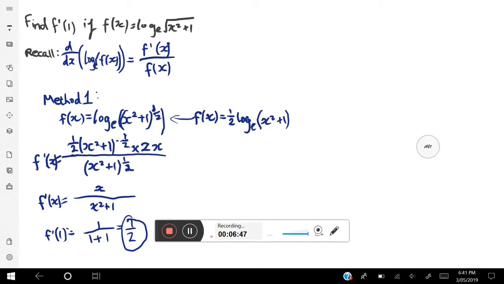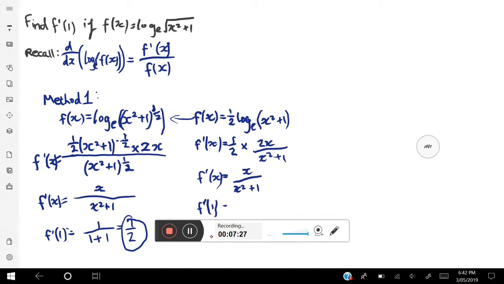So if we were to differentiate this, f dash of x is equal to a half. You can just leave the half outside. You don't have to worry about that because it's a constant. It won't change anything. So differentiate x squared plus 1, that's 2x. Put that over x squared plus 1. And this equals, so 2 times a half cancels out. It's just x over x squared plus 1. And then you do the same thing again. Sub in 1.